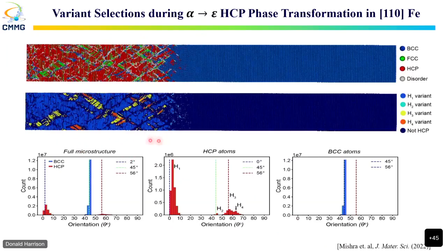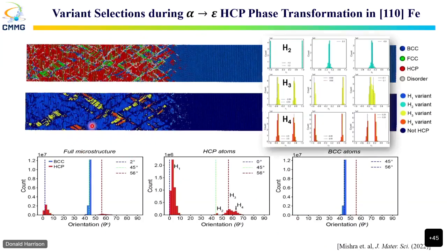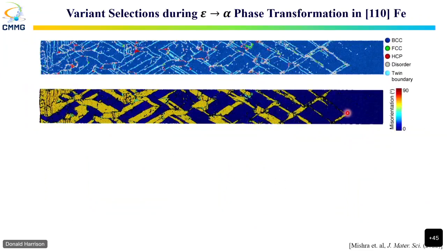There's a dominant variant over here, which is blue. There's another variant which is yellow, another one which is orange, and another one which is cyan. And you can look at their counts, their histograms, and everything. These all have unique rotation vectors. So it tells us that there are four variants selected for this particular orientation of the HCP phase when it is shock compressed. So now you can say, okay, what happens when it undergoes shock release?